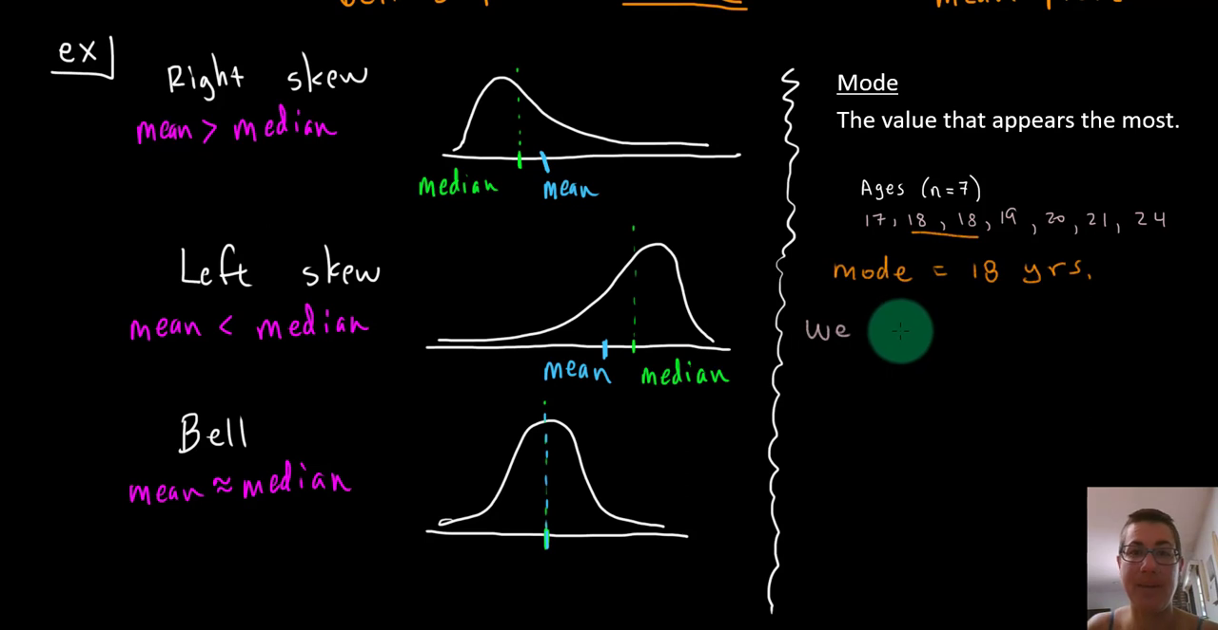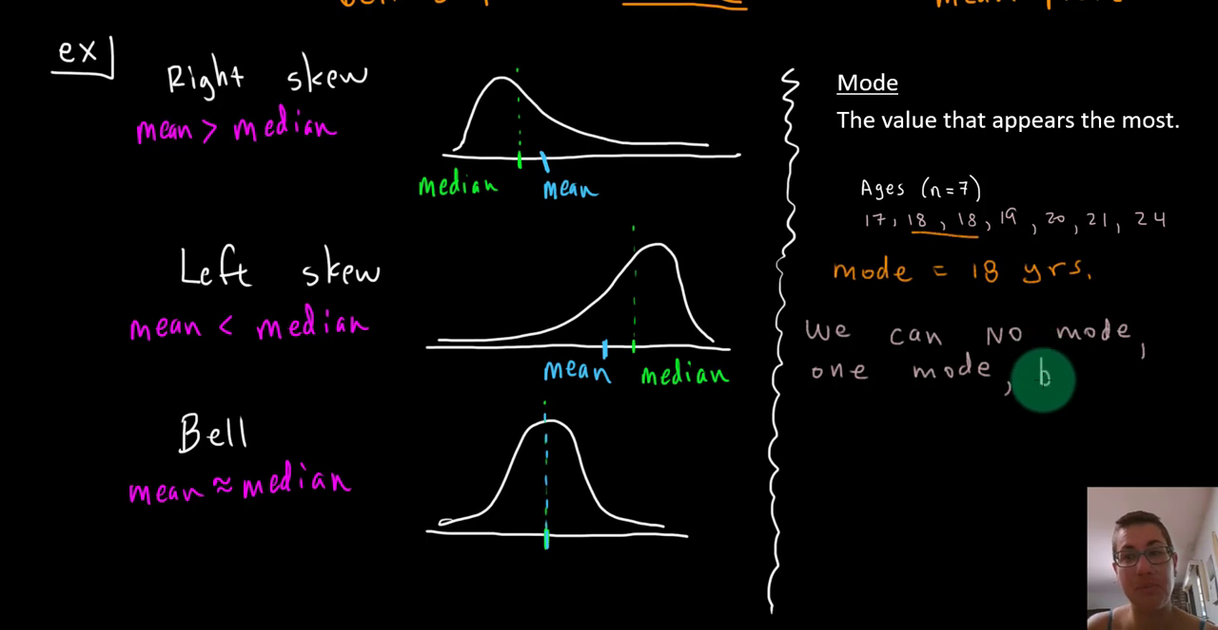It's not required in any way for a data set to have a mode. It's possible to have no mode in a data set, right? If these were 7 unique ages, then there would be no duplication. But you could have one mode. That's kind of like what just happened in that above example. 2 modes would be bimodal. You can have more, I suppose, but there's no requirement on the number of modes. And that's going to sum up this video about central tendency.